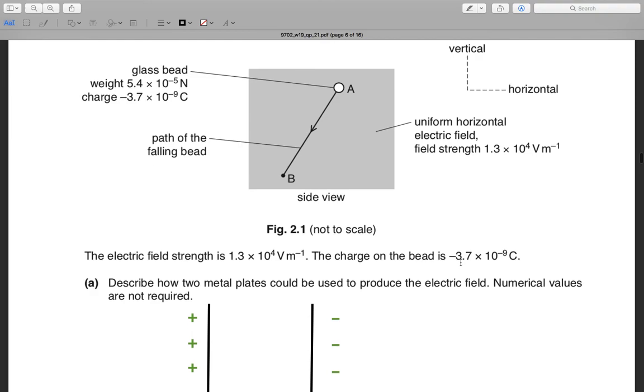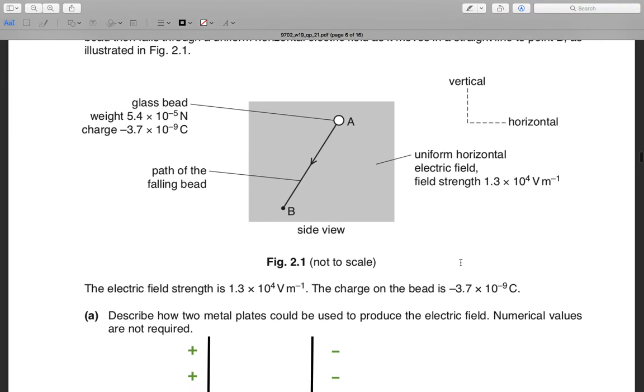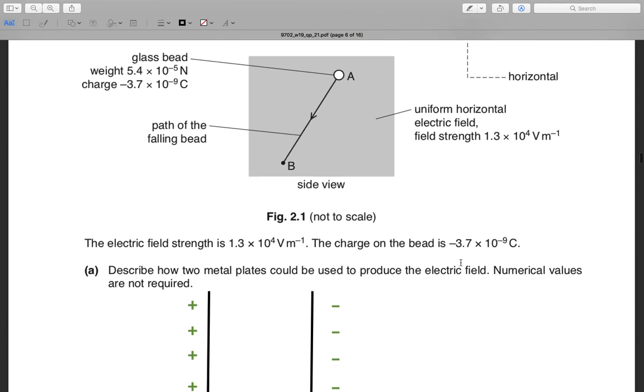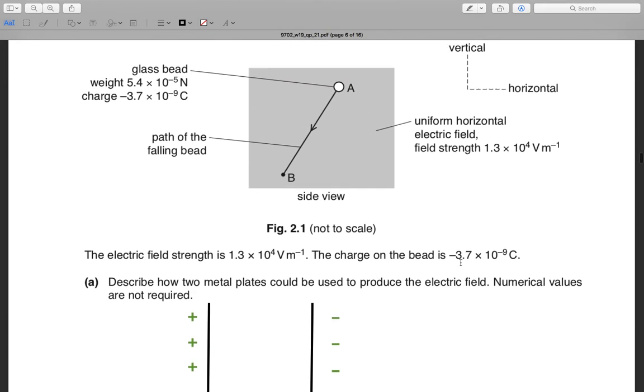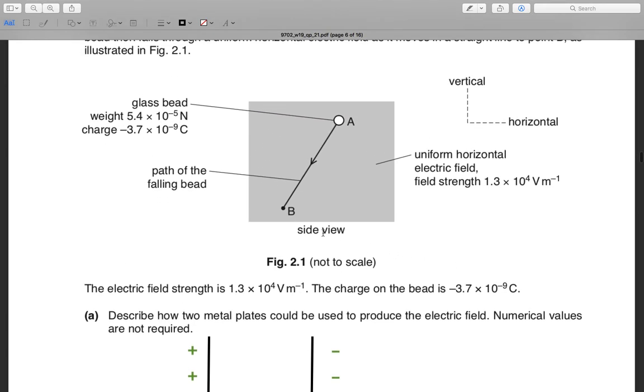For question A, describe how two metal plates could be used to produce the electric field. Numerical values are not required. Okay, we can say a side view from A to B. This is the path of the falling bead. Because the bead has negative charge, it will go toward the positive one.